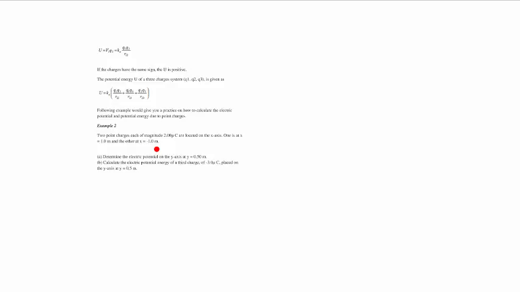Okay, so what we have to do here, you note that there are 2 charges, and they have 2 different distances between them. So remember the formula that we came up with earlier.